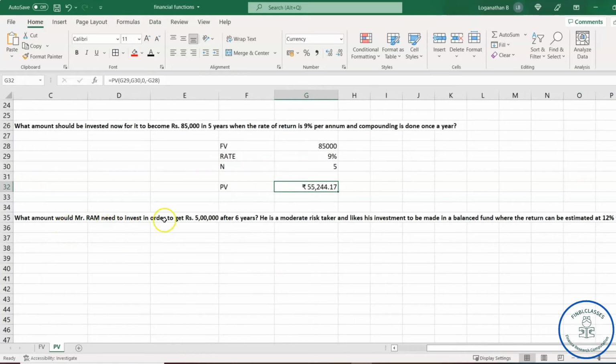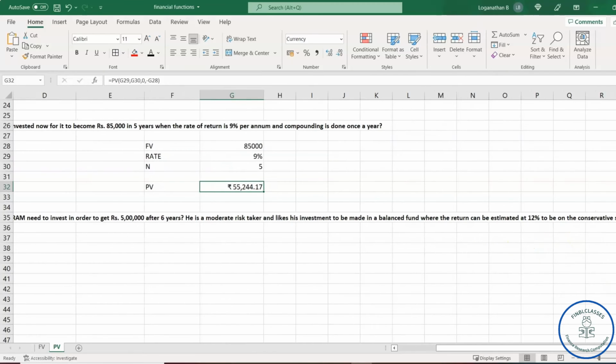Then coming to the second question: what amount would Mr. Ram need to invest in order to get rupees 5 lakh after 6 years? He is a moderate risk taker, like a risk averse investor, and would like his investment to be made in a balanced fund, where the return can be estimated at 12% to be on the conservative side. So conservative side means he's a risk averse investor.